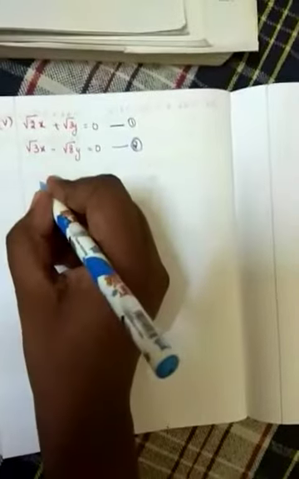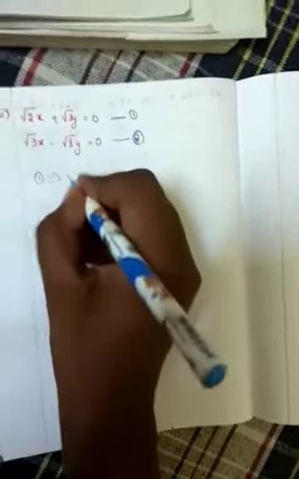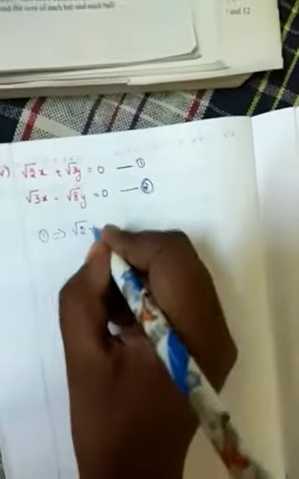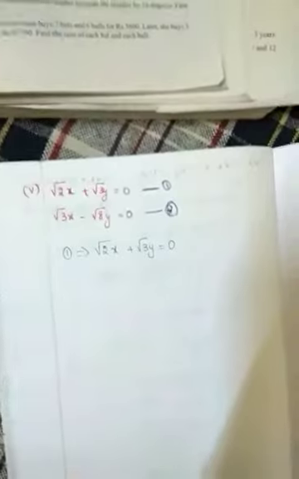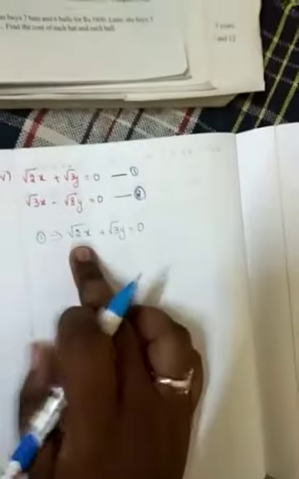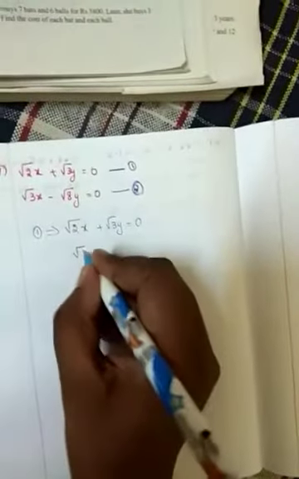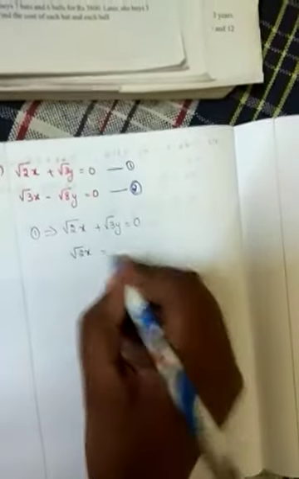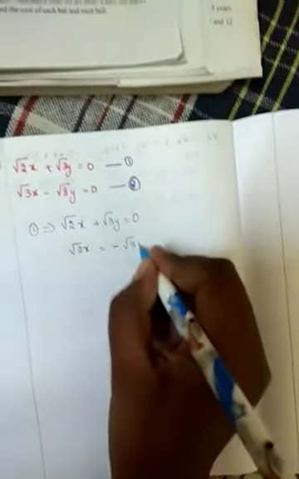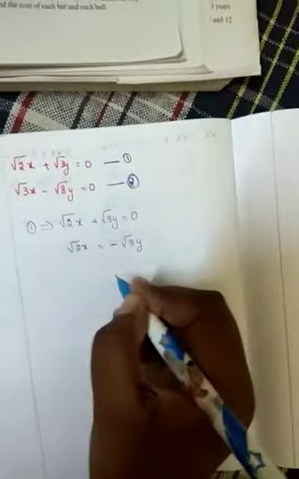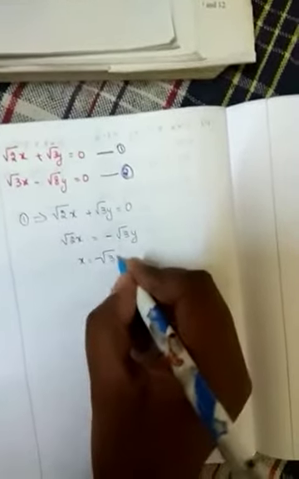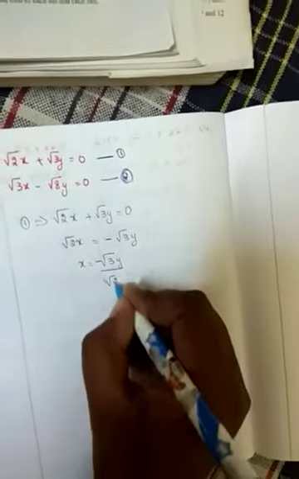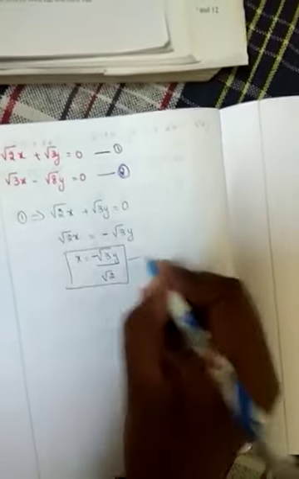Now the next step: you are going to take equation 1 and keep x on one side, taking everything else to the other side. So root 2x, if this goes to the other side, becomes minus root 3y. Now I have to take root 2 also to this side, so x is equal to minus root 3y divided by root 2. Okay, this is equation 3.